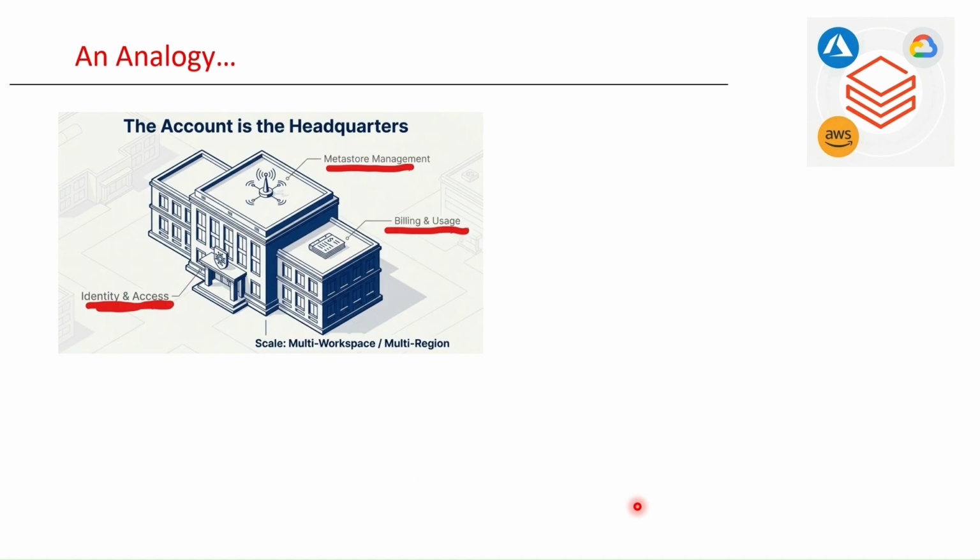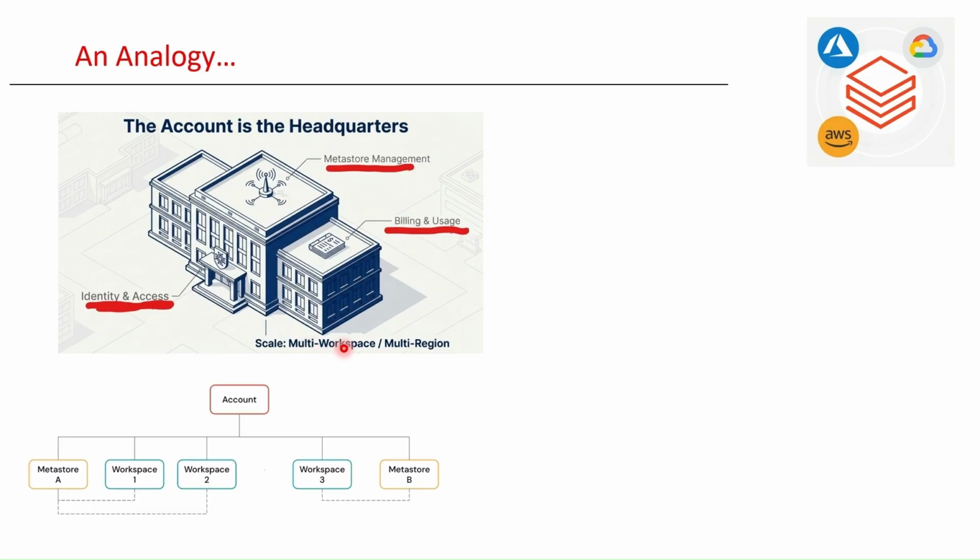All right. So another analogy, the last one: think of the account console, or the control plane, as the headquarters, where you manage metastores, manage billing and usage, and do identity and access management. So your account console allows you to scale across multiple workspaces in multiple regions. Another thing that you need to understand is that multiple workspaces are visible in your account console. So you can manage multiple workspaces, maybe hundreds or probably thousands, based on the limit Databricks allows in your account console.